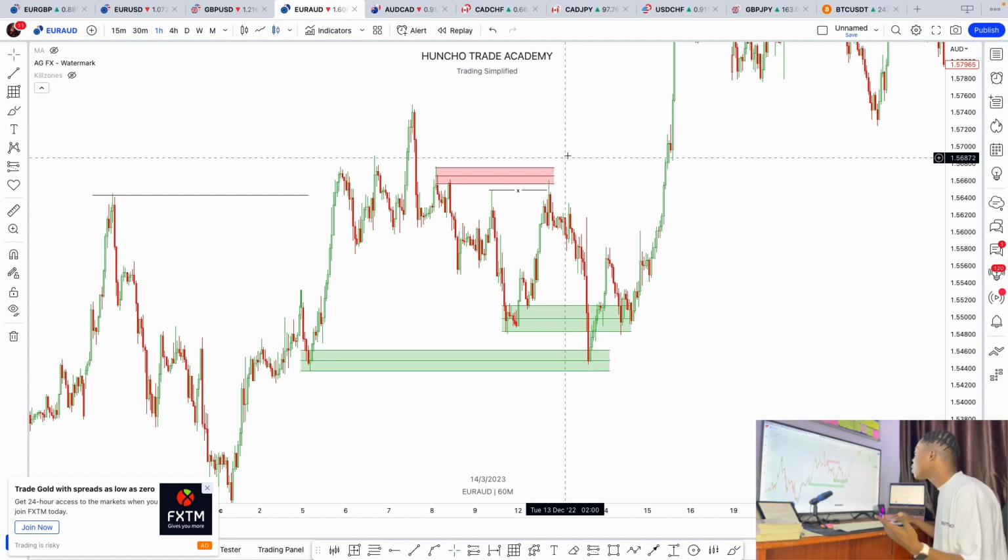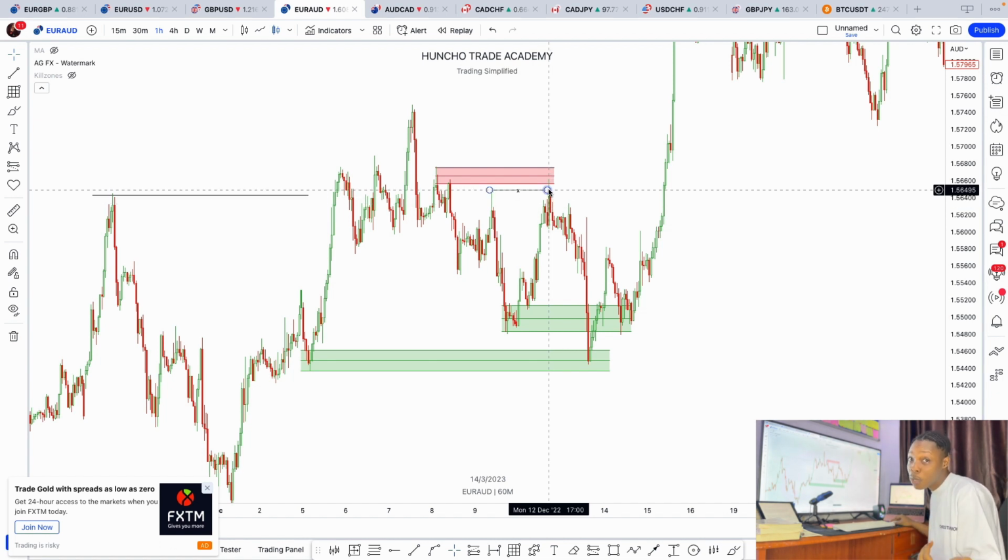But let's take for instance that you have placed your sell limit here and price has taken you out of the market. Will you still want to enter the market? Be sincere with yourself. Will you still want to enter the market? That is why I wait for my own confirmation.